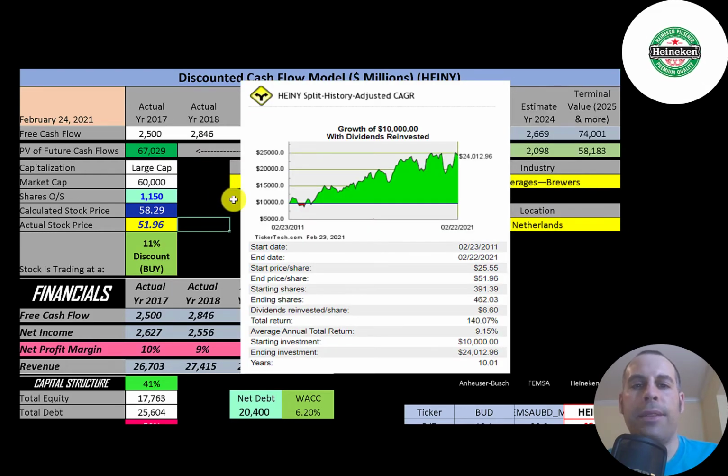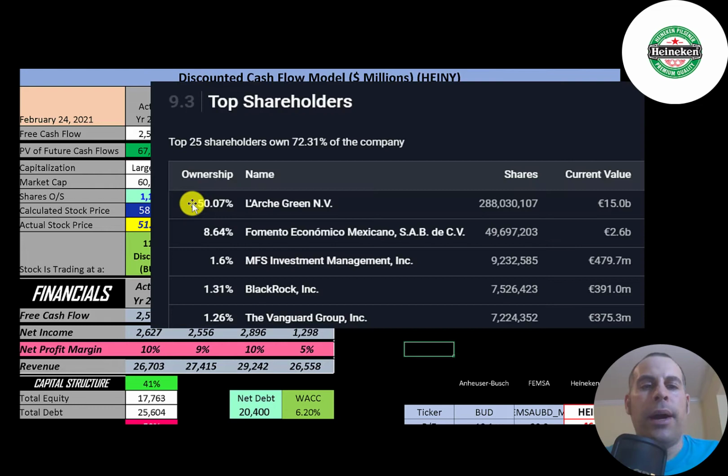If you invested $10,000 into this company 10 years ago, you'd be at $24,000 today. That's a 9% annual return. The Heineken family owns 50% of the company's stock. That's why it has such a low float. FEMSA is a Mexican brewing company. They own 8.6% of the stock. The next biggest shareholder is MFS Investments, BlackRock, and then Vanguard.